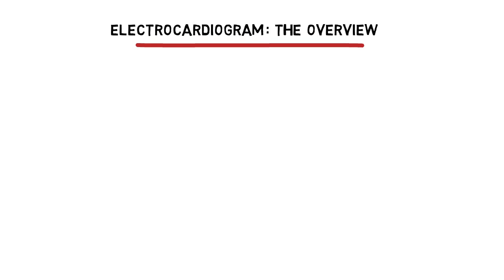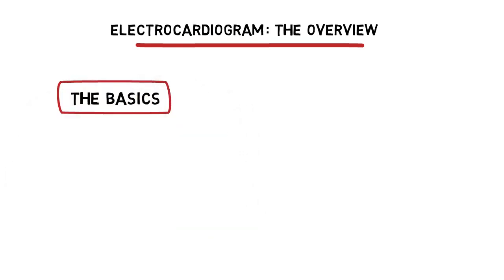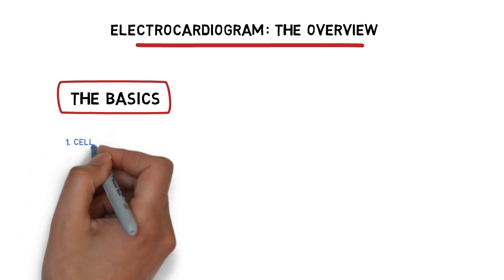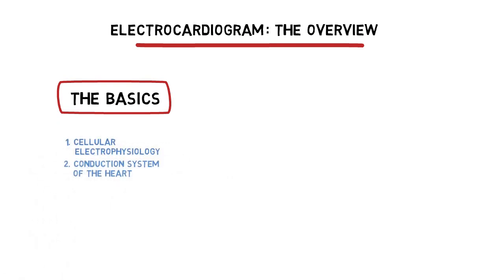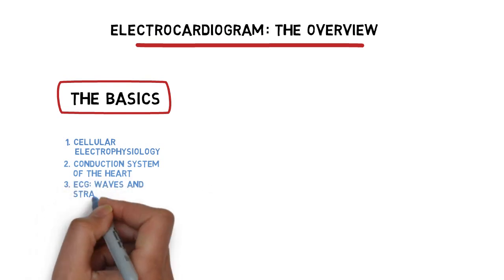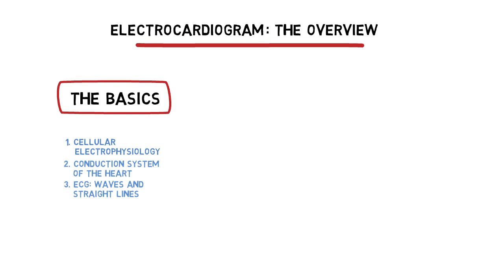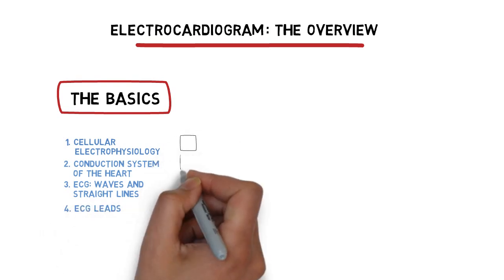To develop our basic understanding of ECG, we are going to learn some selected topics from anatomy and physiology, which I think are crucial before we even start analyzing our ECG strip. Those topics are the conduction system of the heart and cellular electrophysiology. Then we will start analyzing the waves and straight lines on ECG strip and get to know our ECG leads.